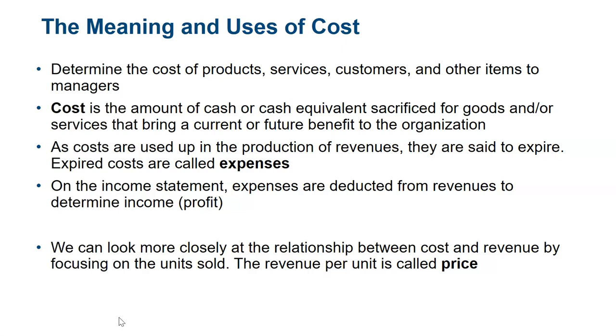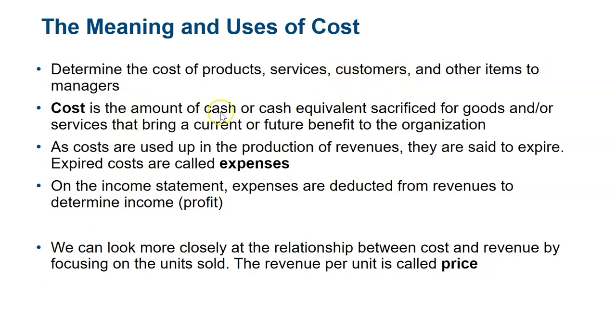When we were looking at financial accounting, we had a lot of scenarios where we would be given a certain amount of revenue and we would have some expenses, and we might have had to calculate cost of goods sold based on where our inventory started and all of that kind of stuff. But the cost that went into all of those things was basically given to us. We were given beginning inventory, we were given purchases, we were given ending inventory. So it says determine the cost of products, services, customers, and other items to managers.